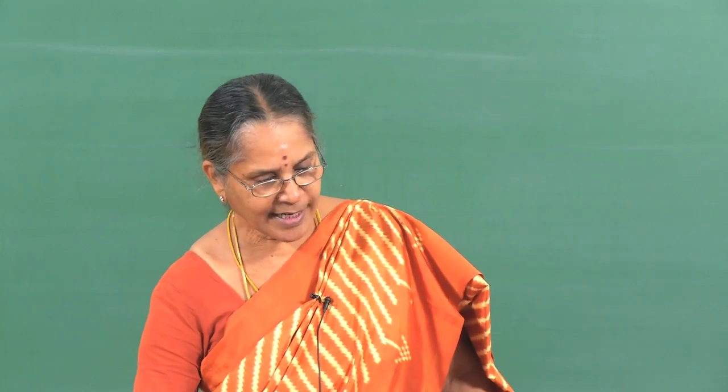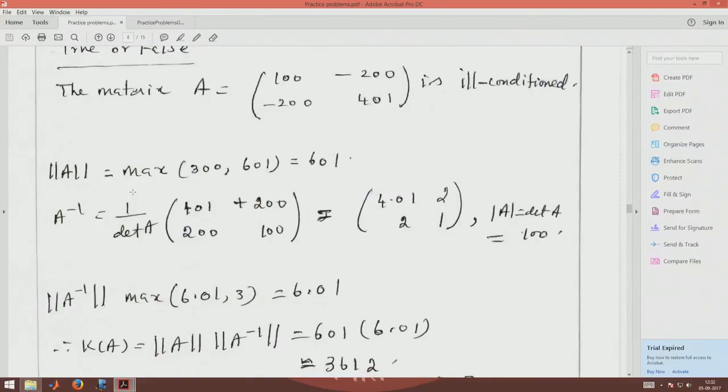So, I compute the condition number, and what is the condition number? Condition number is norm A into norm A inverse. So, given a matrix A, I compute its inverse and then I compute norm of A, then norm of A inverse, and then find what K of A, the condition number of A is. So, I compute norm A using maximum column sum norm.